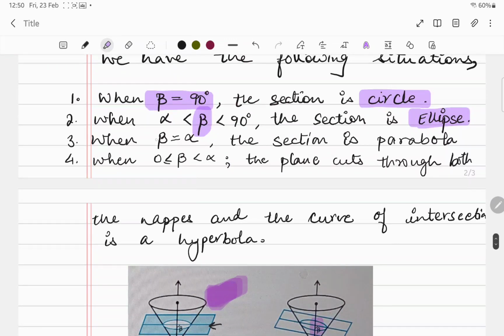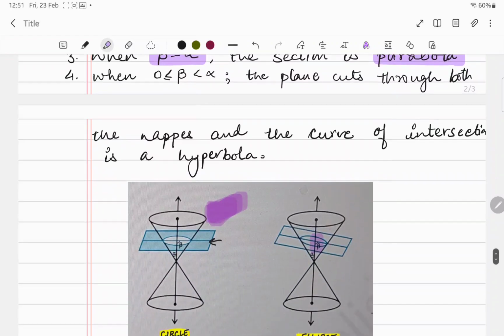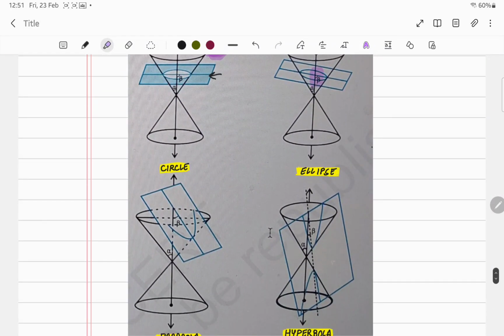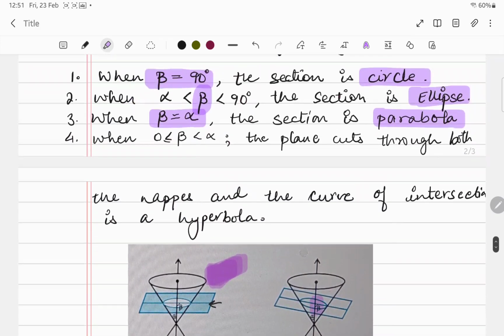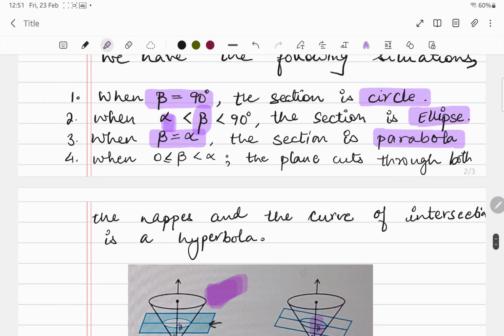Next one is if alpha and beta are the same, you get a parabola. If your alpha and beta are the same, you are cutting it diagonally and you get a parabola. And the last one is if your beta is greater than 0 but less than alpha. In the first one it was greater than alpha, but now it is less than alpha. Then you will get a hyperbola.